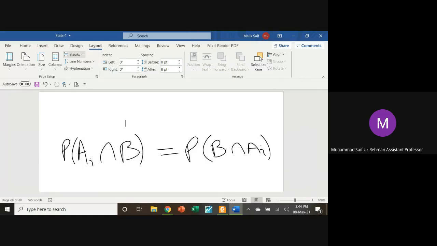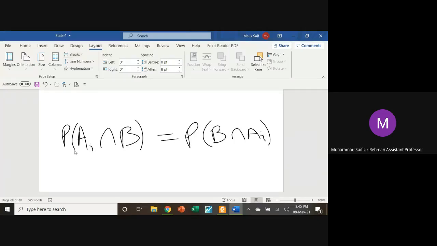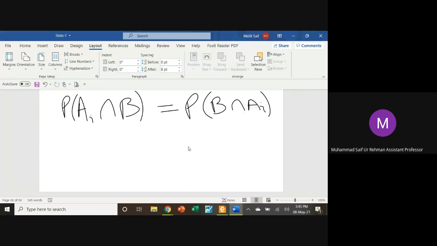Use your common sense. Yes, it is true. Why? Because if I say Hasnath and Kashif, or otherwise I may say Kashif and Hasnath, both are there in the class. So it doesn't matter whether I am uttering the word Kashif first or the word Hasnath first. Both are there in the class. So these two events are equal. A intersection B is equal to B intersection A. No problem.